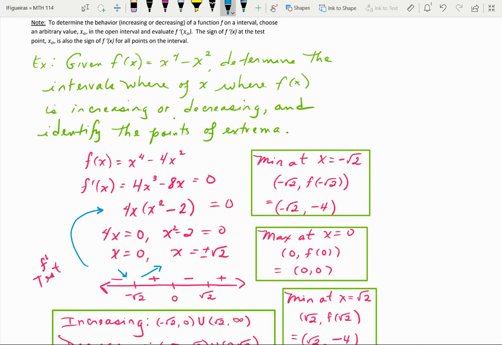Then pick a number between 0 and +√2, like 1. Plug that into your first derivative. So you get 4 times 1 is positive, 1 squared minus 2 is negative, a positive and a negative is negative, which means the function is decreasing.